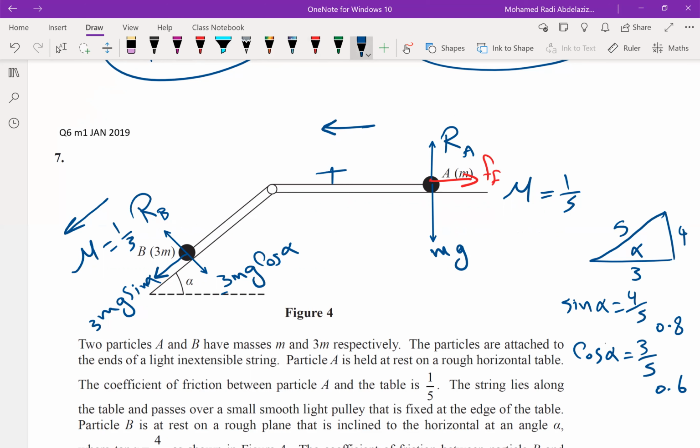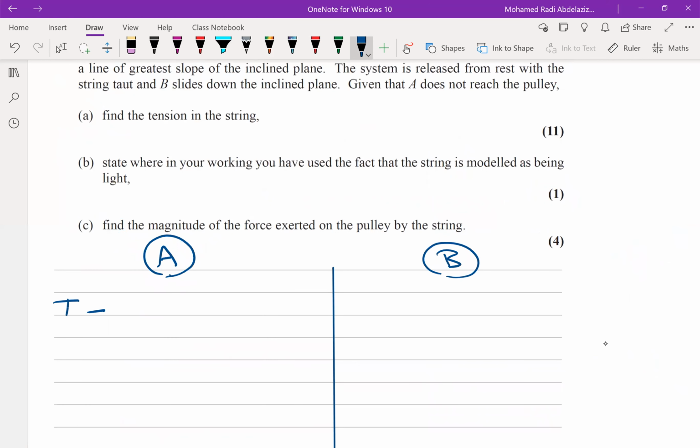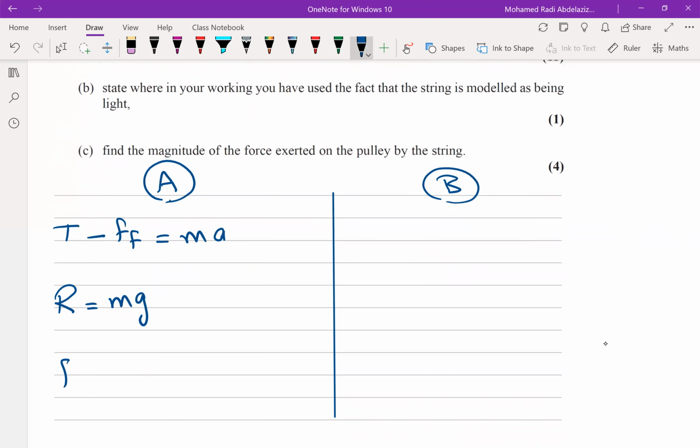Now I will write 3 equations. Newton's second law: all the forces in the direction of motion minus all the forces in the opposite direction is equal to ma. So tension minus friction force is equal to ma. Second equation, all the forces acting up equal the forces acting down. Third equation, because it's in motion, the friction force is now maximum and is equal to mu R.